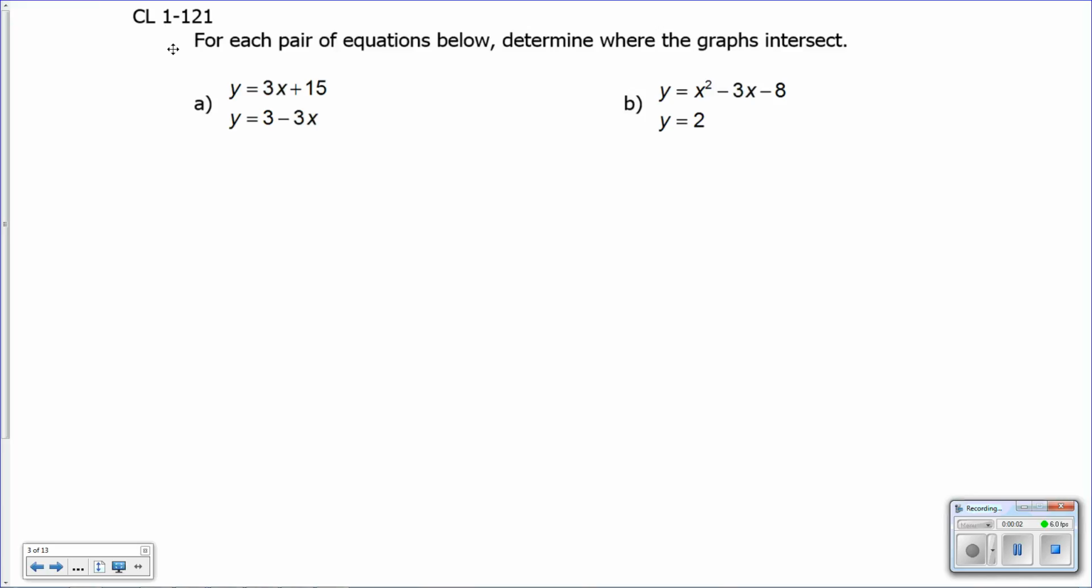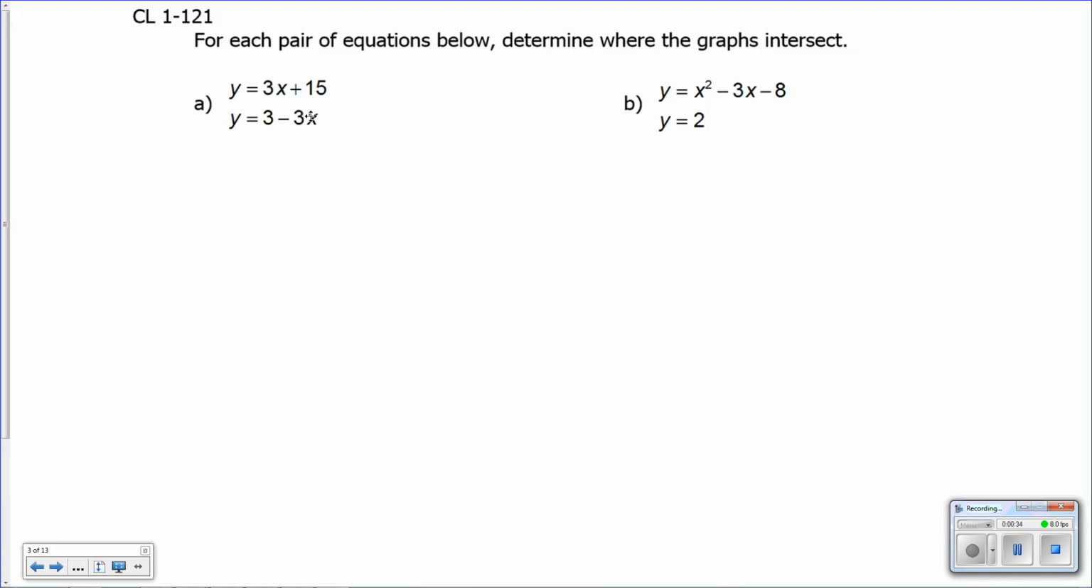Problem 1-121. For each pair of equations below, determine where the graphs intersect. So right now we have two different functions here. This is a system of equations, and we're trying to figure out where the graphs cross. With this one, we have two lines. And if we're trying to do this without the graphing calculator, we want to think about when I take an input and put it in here, it's got to have the same output as this function here.